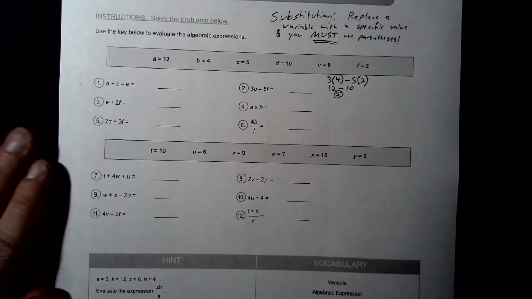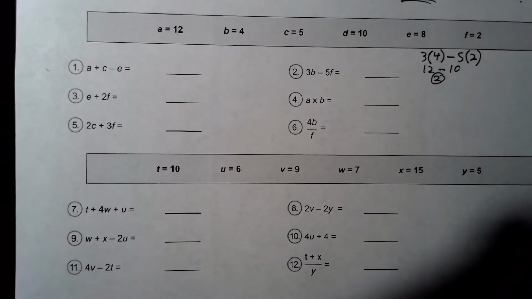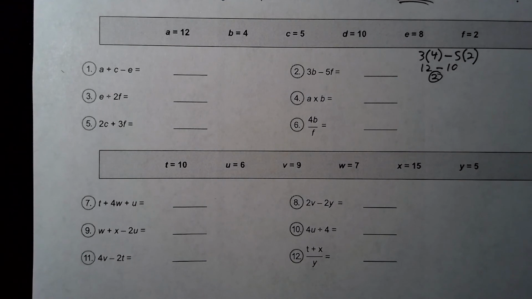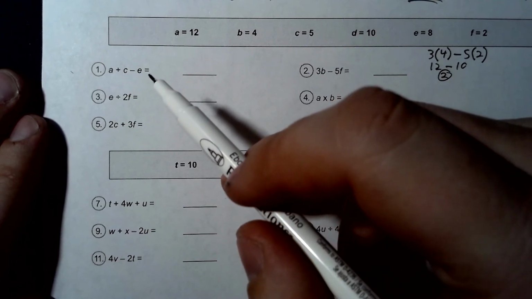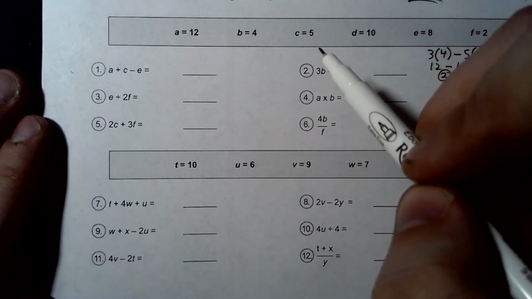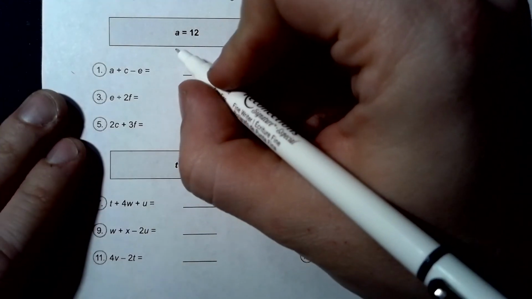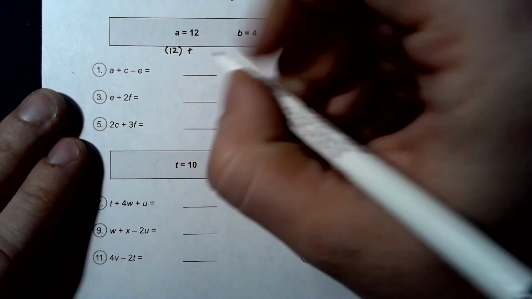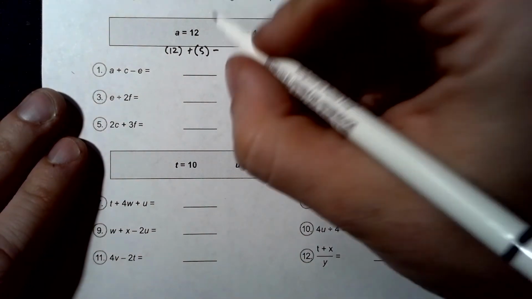Moving right along to number 1. Let me zoom in a little bit. Give the camera a moment to focus. On number 1, I'm going to have to write a little small, but that's okay because I can zoom in. A, C, and E. A is 12, C is 5, E is 8. So, we will replace A with 12. We will replace C with 5. And we will replace E with 8.